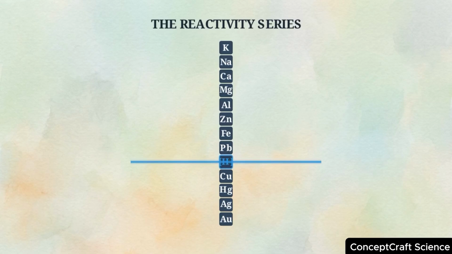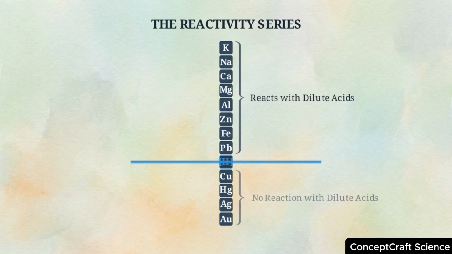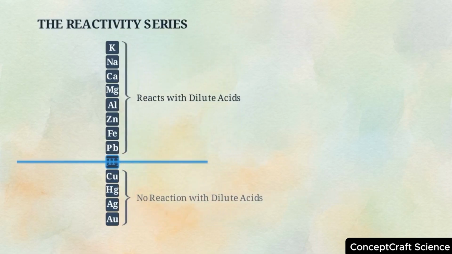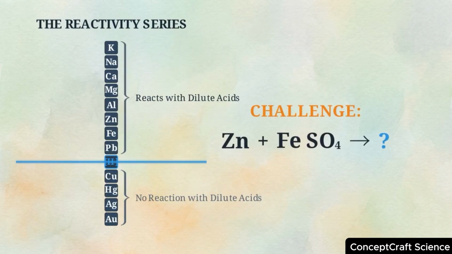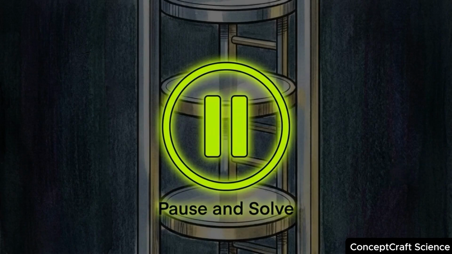Notice that hydrogen is included here, even though it's a non-metal gas. It acts as the dividing line. The metals placed above it react with dilute acids, while the metals below it do not. Let's put this tool to work. If we mix solid zinc with iron sulfate, what will the result be? Pause the video, find zinc and iron on the Reactivity Series, apply displacement logic, and find the answer.